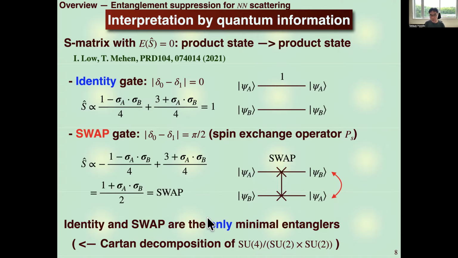And it has been known for two spin 1/2 systems. These two operators, namely the identity gate and the swap gate, are the only operators that give minimal entanglement, namely zero entanglement power. This can be mathematically shown.